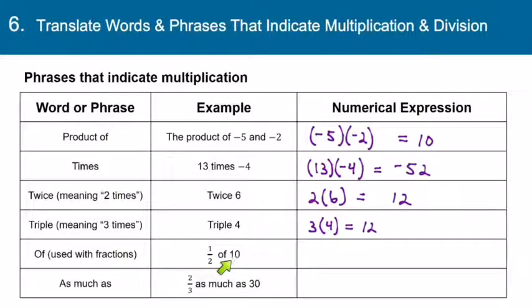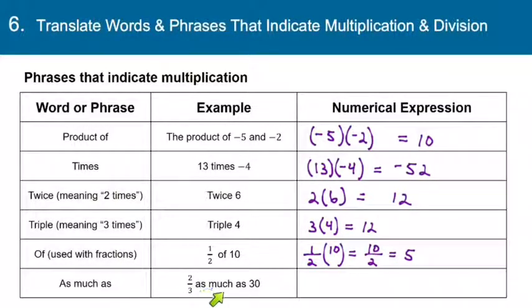1/2 of 10. So the word "of" frequently indicates multiplication, so we would write 1/2 times 10. Of course, when you multiply here, you'll see that 1 times 10 is 10, and in the denominator, 2 times 1 is 2. So this really just says 10 divided by 2, which we know is 5.